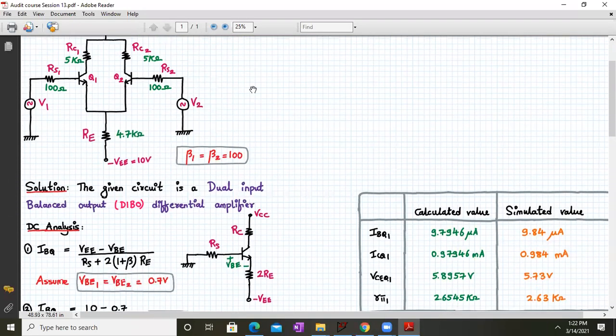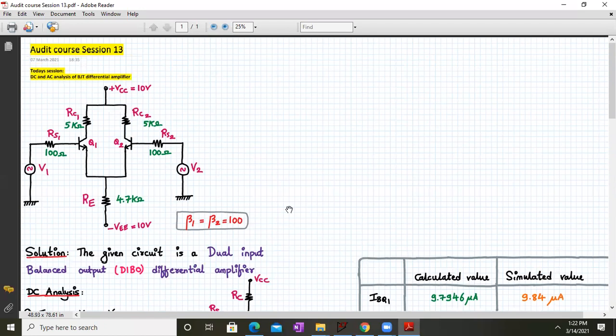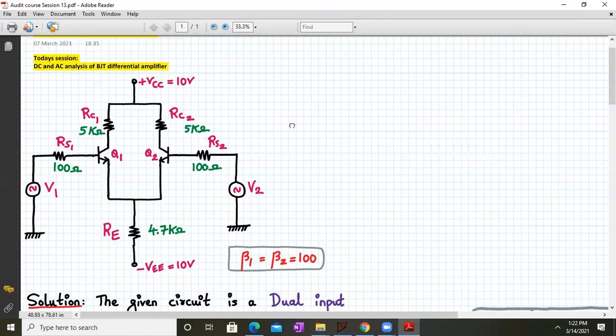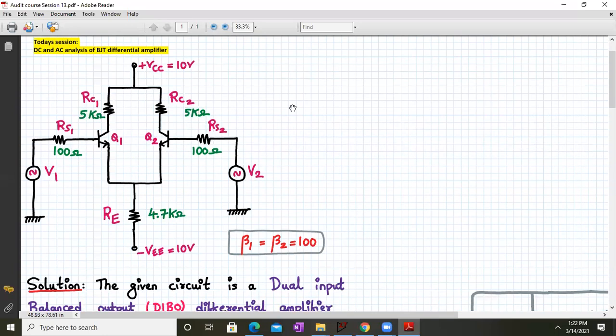Okay, so I think that's it for this session. We have completed the DC and the AC analysis of your BJT differential amplifier. Next time we'll begin with a MOSFET differential amplifier.